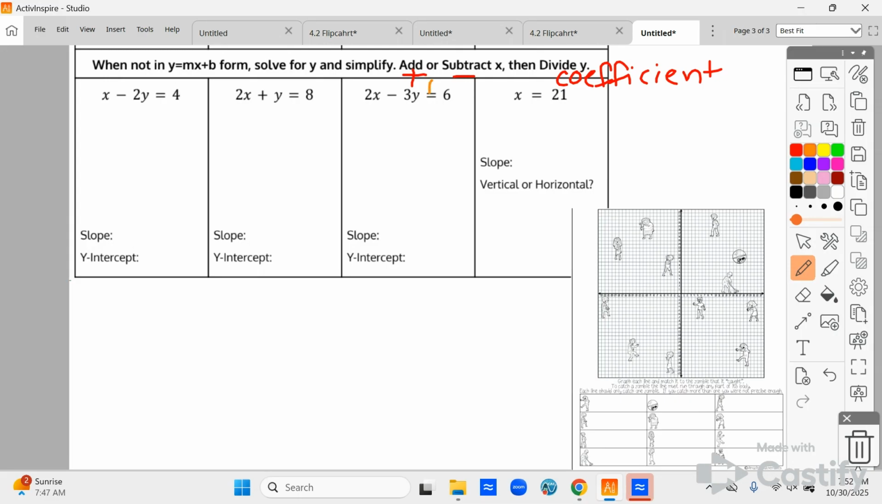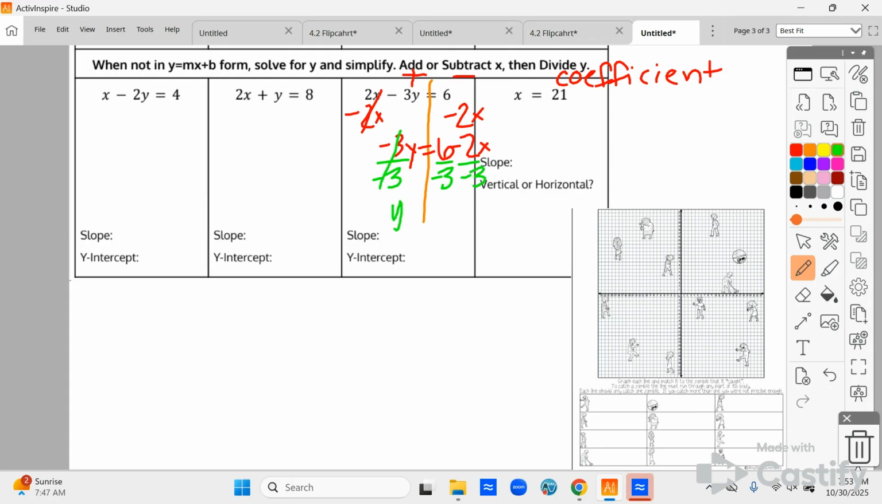Okay, let's do the third one over again. So line down your equal sign and subtract, because it's positive 2x. So I'm going to subtract 2x over. That gives me negative 3y equals 6 minus 2x. I'm one step closer to y being all by itself. And then I'm going to divide by negative 3 on all terms.